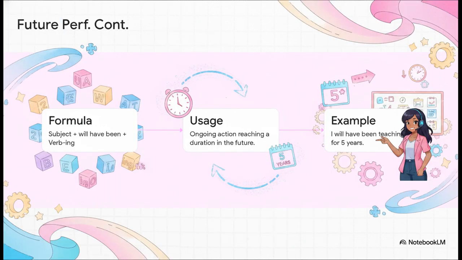And finally, our 12th tense, the future perfect continuous. Now, it's the longest formula, but seriously, don't let it freak you out. Subject plus will have been plus the ing verb and since or for. I will have been teaching for 5 years by next year. It looks long, sure, but it's really just the exact same basic building blocks we've already learned stacked together to show an ongoing action reaching a specific duration in the future.